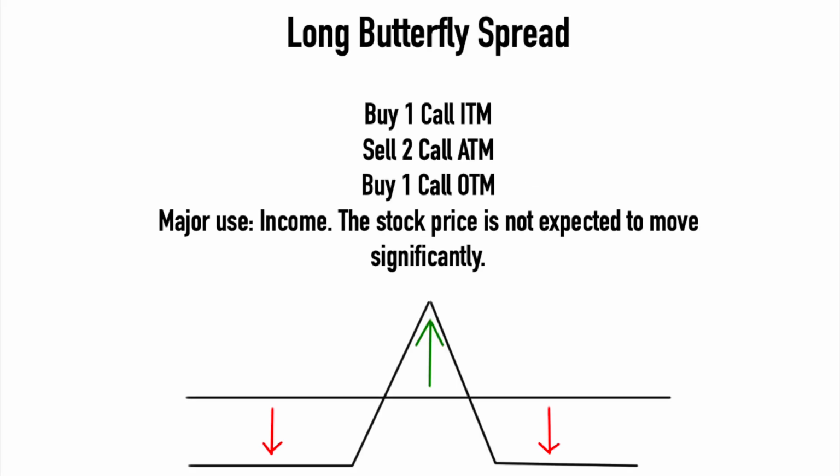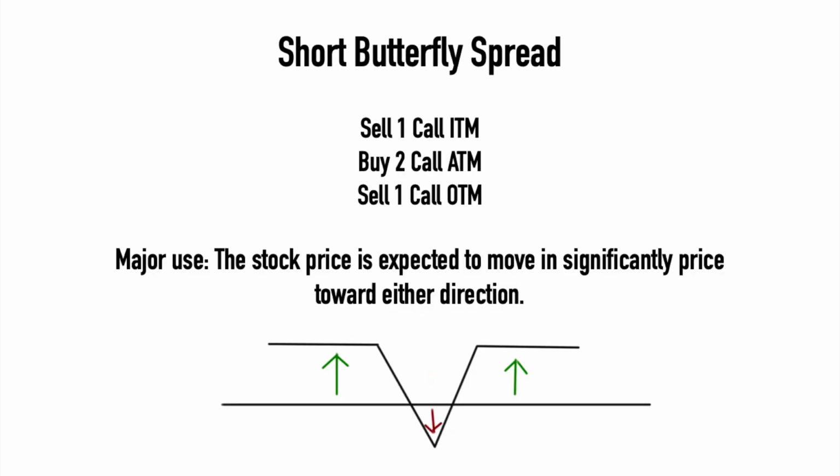A long butterfly spread is built by buying one in-the-money call option, two call options are sold at the money, and one call option is bought out of the money. This is used if the investor expects that the share price will not move much at all, and is most profitable if the share price ends up being at the same strike price as those written at the money call options.